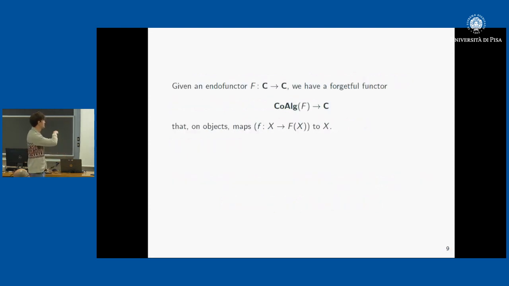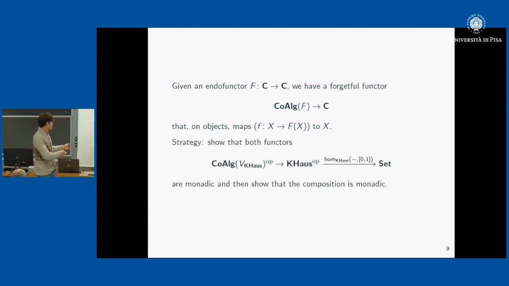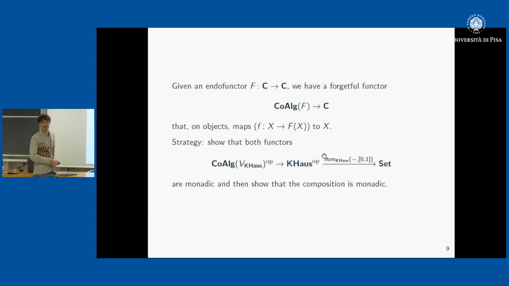And to do so, first of all, given an endofunctor F, we have a forgetful functor from the coalgebras of F to C. On objects, you take a coalgebra and map it to the underlying object X. And so the strategy to prove that coalgebras of Vietoris op is monadic over Set is to take this forgetful functor, show that it's monadic, and then compose it with this other monadic functor that we know from Daskin to be monadic, and then somehow prove that the composition is still monadic.